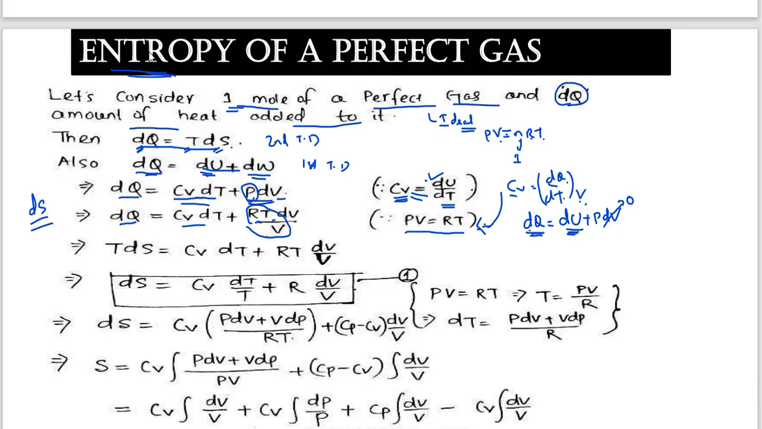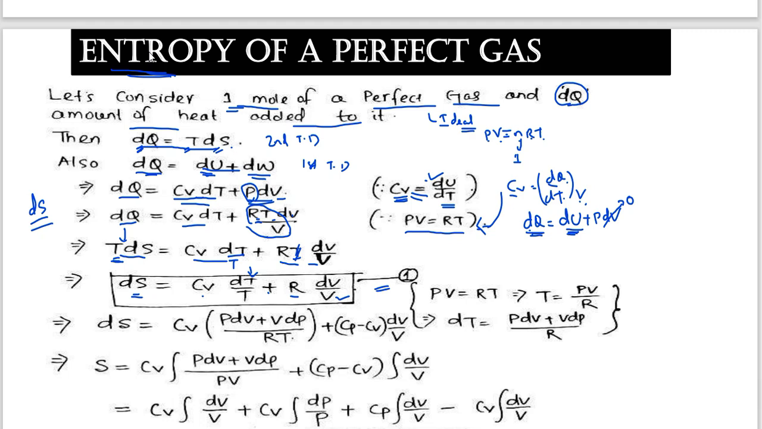So what is the equation? dQ equal to how much? TdS, second law. So TdS equal to CvdT plus RT dV by V. So dS equal to, dividing T on both sides, what will happen? In the first term we get dT by T, and in the second term T will cancel. So what will be there? dS equal to Cv dT by T plus R dV by V. Name this as the first equation.